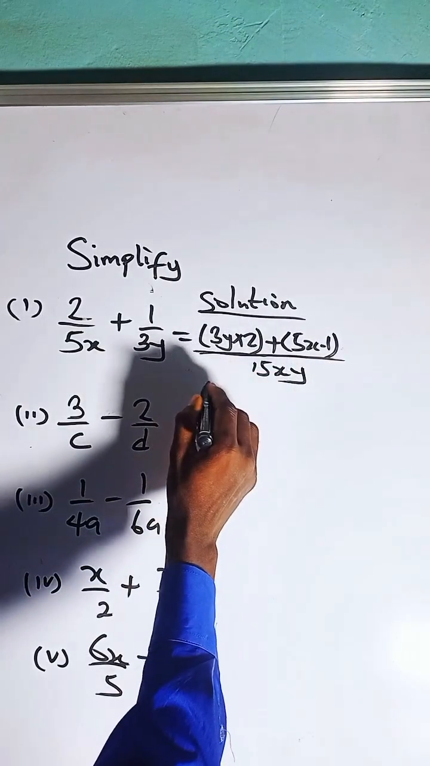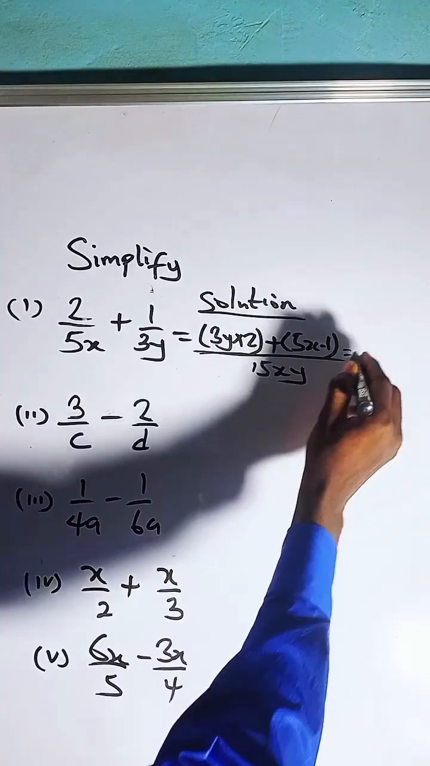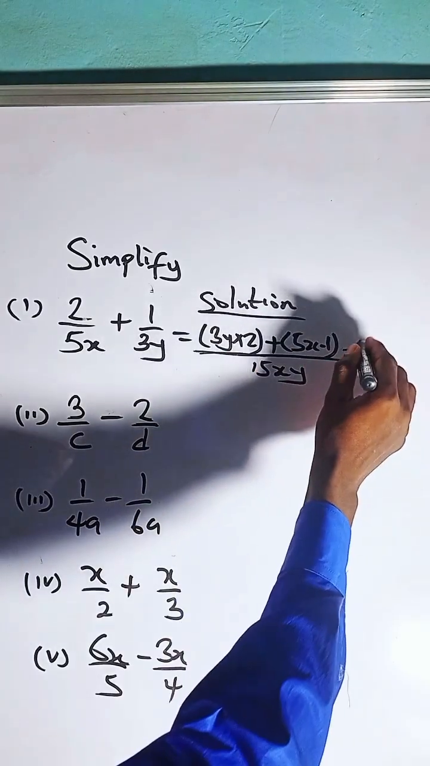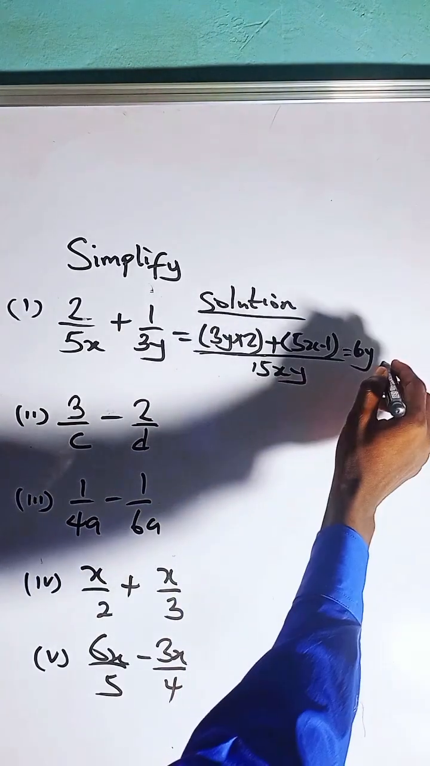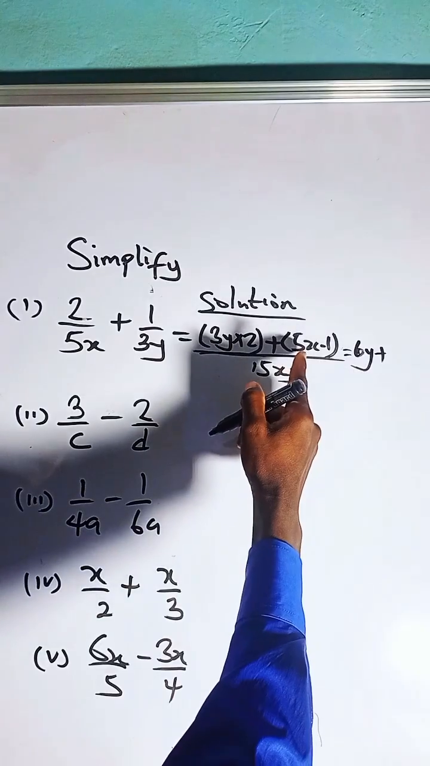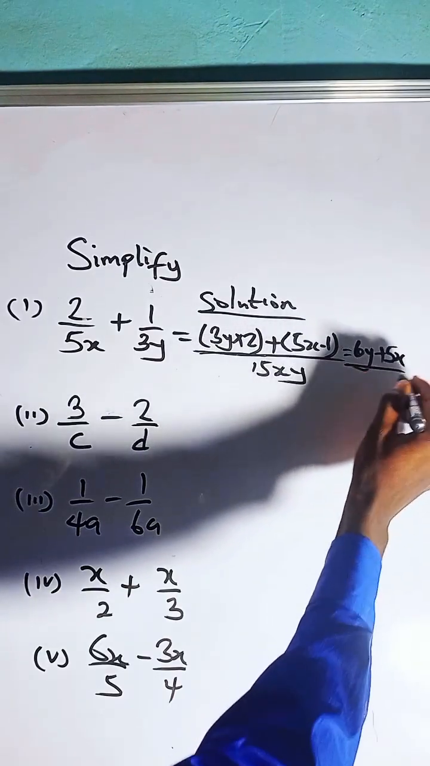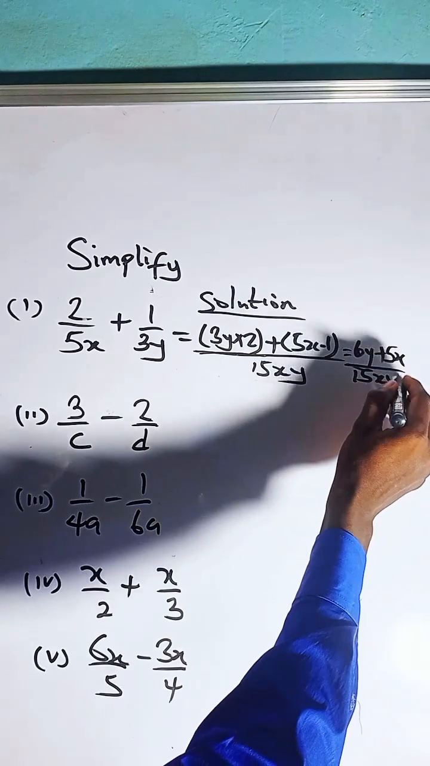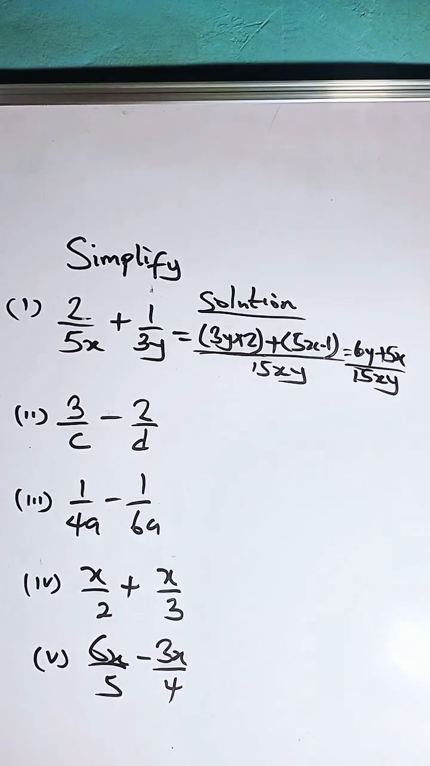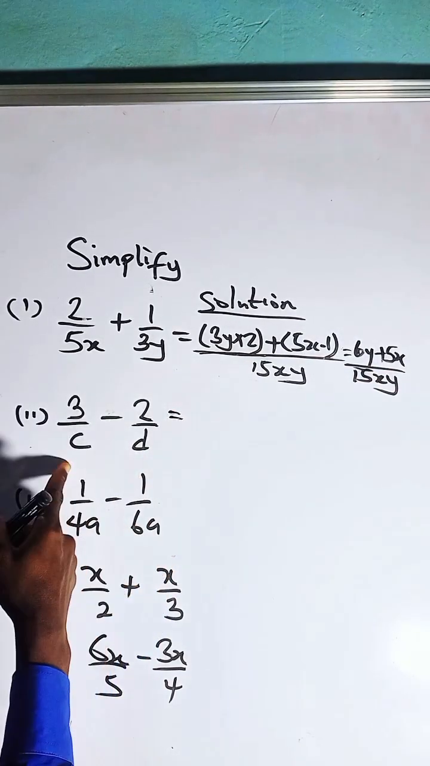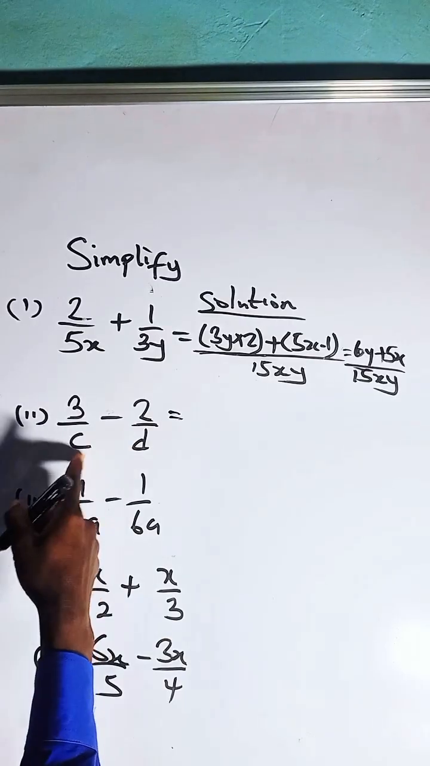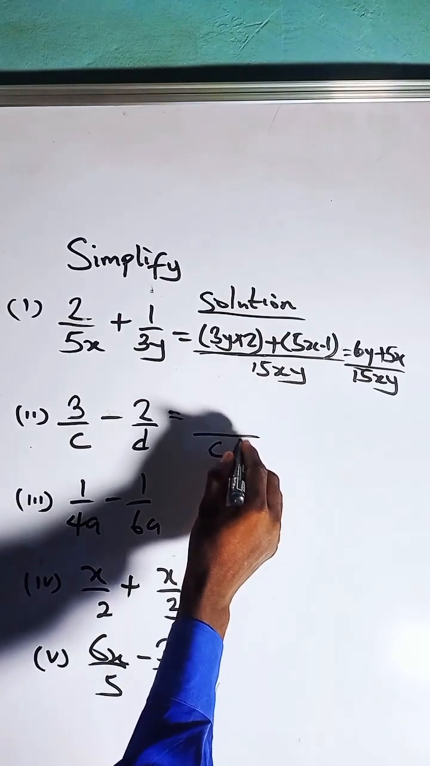So what do we have as our final answer? We have our final answer as 3y times 2 is 6y, plus, here we have 5x times 1, that is 5x, divided by 15xy. For the second one, to simplify this fraction, we take the LCM of this, which is CD.